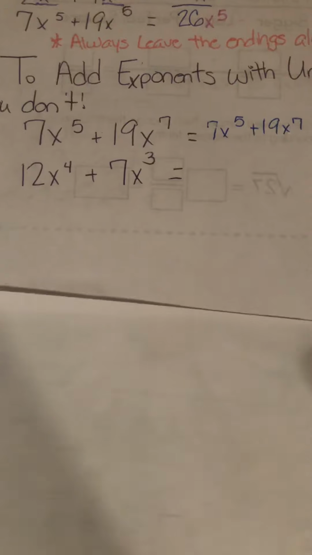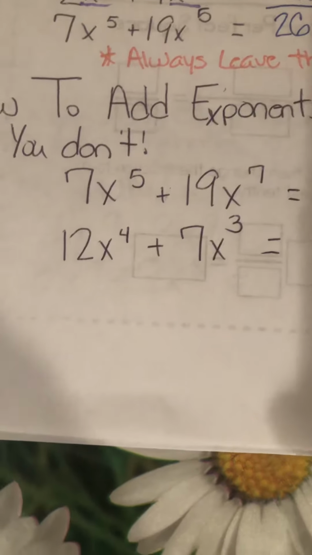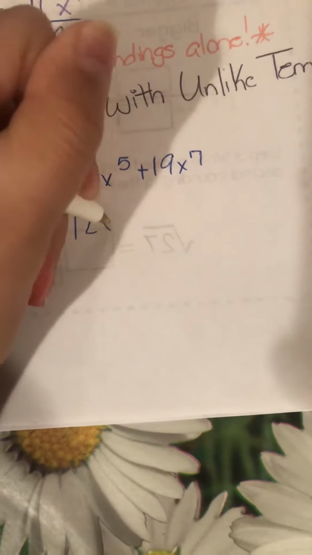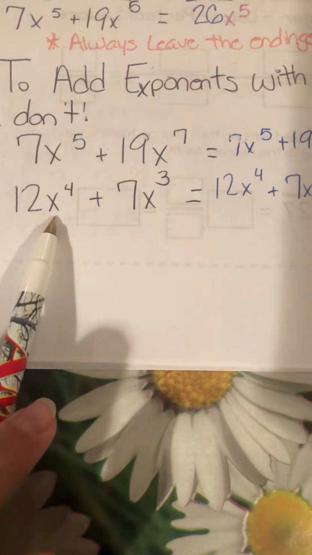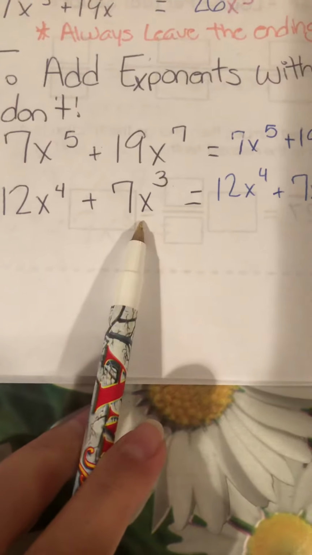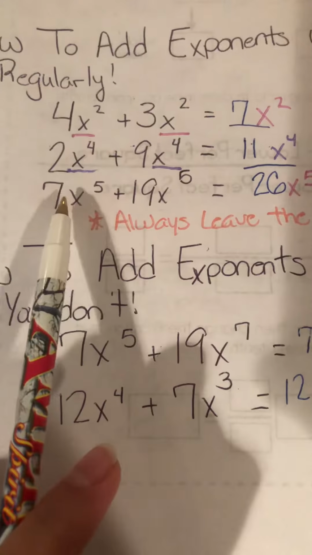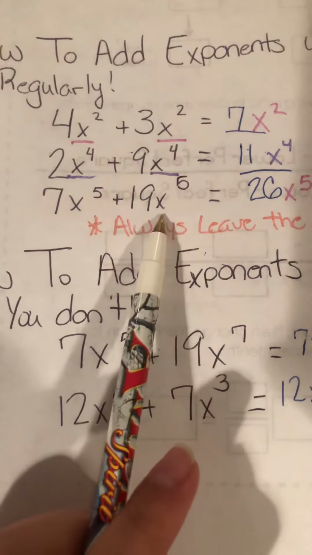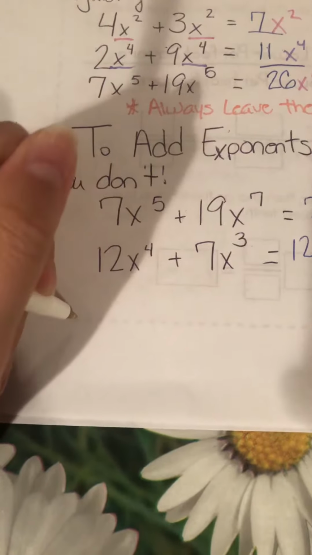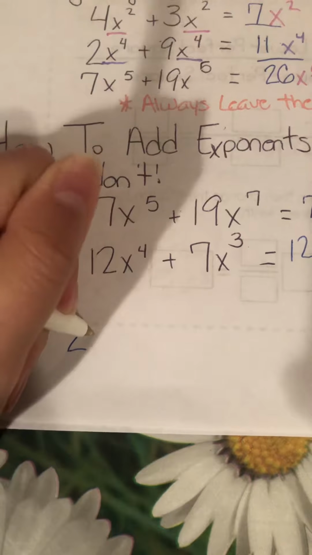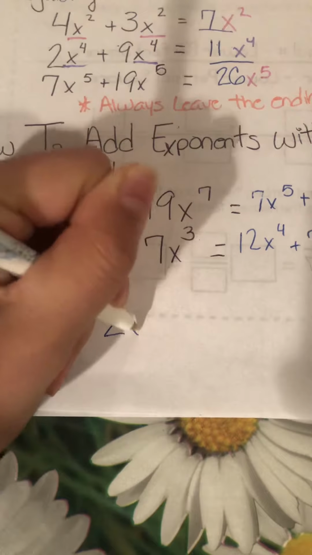Another example, 12x to the fourth and 7x to the third. You can't add those together. So you leave it as 12x to the fourth plus 7x to the third. You can't add them together because x to the fourth is not the same as x to the third. You could add these together because x to the fifth is the same as x to the fifth. And I also want to mention that anything that's just x, like 2x, can also be written as 2x to the first.